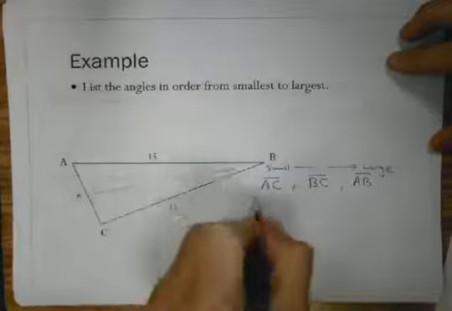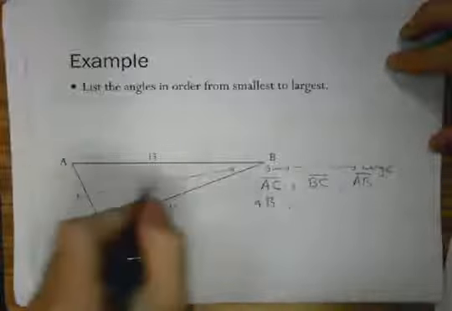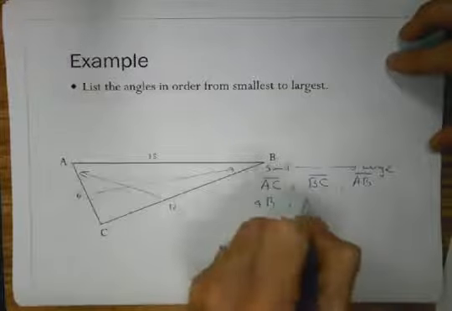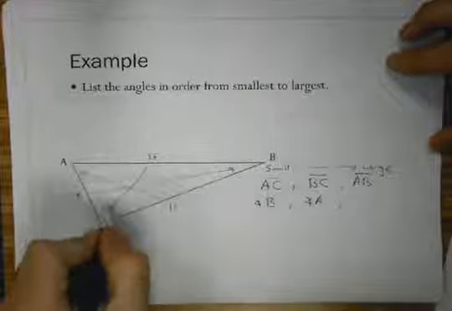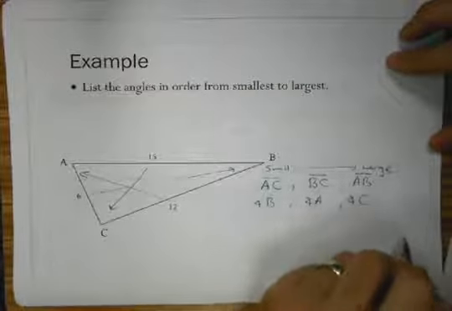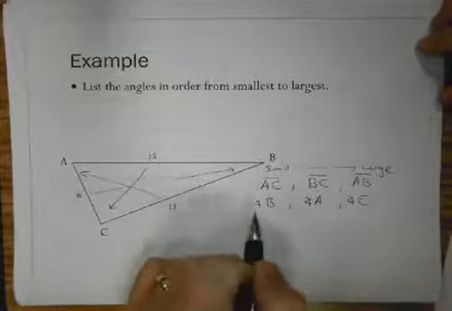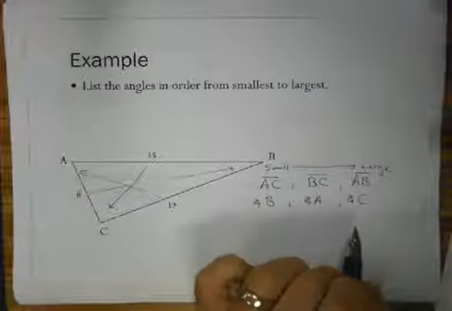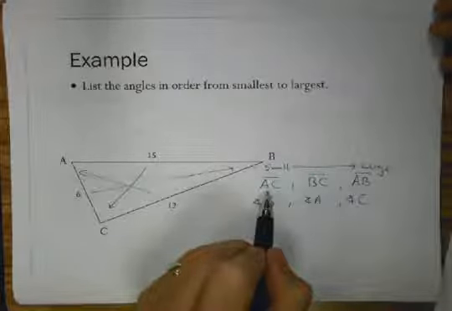If we take the idea for the theorem we just had, we can start looking at opposites. Opposite of AC is angle B. Opposite of BC is angle A. And opposite of AB is angle C. So just by looking at opposites, I see from smallest to largest is B, A, C.